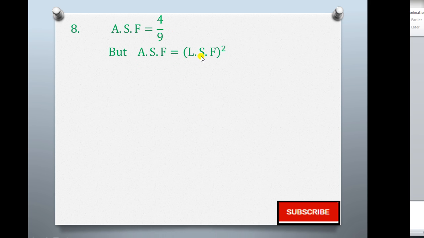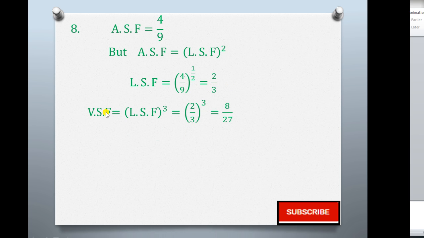That area scale factor is as good as linear scale factor but squared. So if you're to get the linear scale factor, it means you're going to take a square root on both sides. And so the linear scale factor will simply be the square root of 4 out of 9. And remember, power half is as good as the square root. And this gives us 2 out of 3, because the square root of 4 is 2 and the square root of 9 is 3.